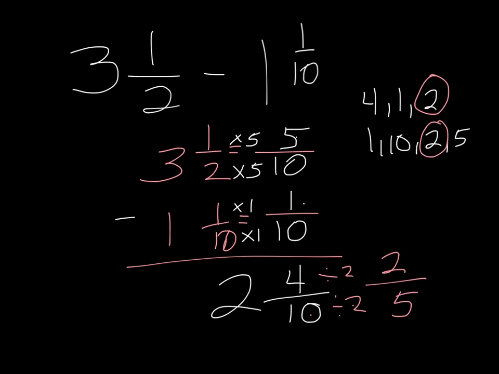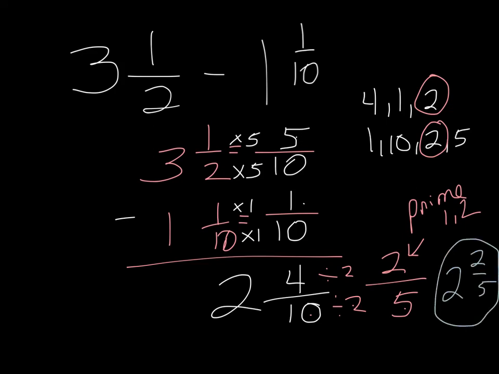We could ask if we could do this again, but 2 is a prime number. It only has 2 numbers that go into it, the numbers 1 and 2. And since we can't divide 5 by 2, we're as simple as it can get. So our final answer then is going to be 2 and 2/5. We have to combine our whole number with our fraction, and this is no longer needed.